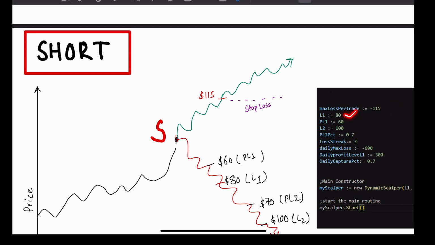So we reviewed max loss for trade, level 1, PL1, level 2, percentage for the level 2, and loss streak. For these 3 parts, we're going to look into some visualization to explain it in a much better way, and at the same time we will also be reviewing the overall 9 parameters. So stay tuned for it.